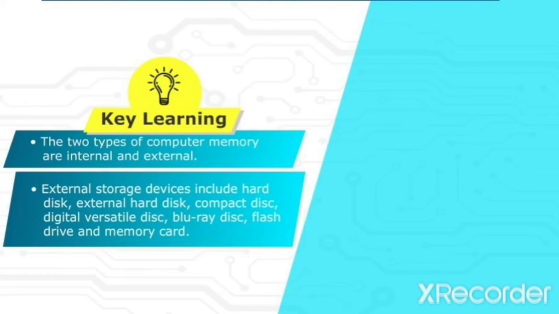In this topic we have learned about two types of computer memory, internal and external. In internal computer memory, ROM and RAM are there, and external storage devices include hard disk, external hard disk, compact disk, digital versatile disk, Blu-ray disk, flash drive and memory card.